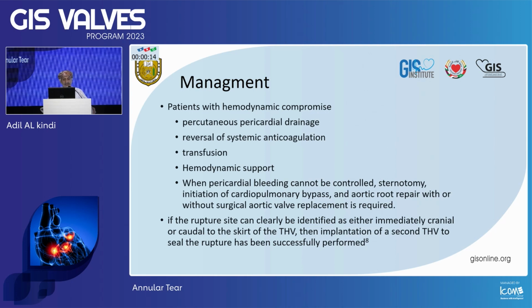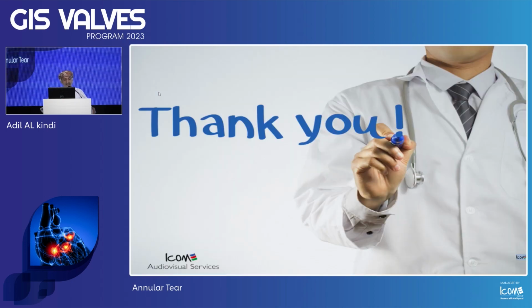In unstable patients, like the second case, you have very little choice but to drain the patient, reverse, support, and maybe convert to an open sternotomy and put her on cardiopulmonary bypass through the femoral access or directly central. If the rupture is clearly identified on angiogram, then you may try to deploy a valve more inferior or superior to it to seal the area.